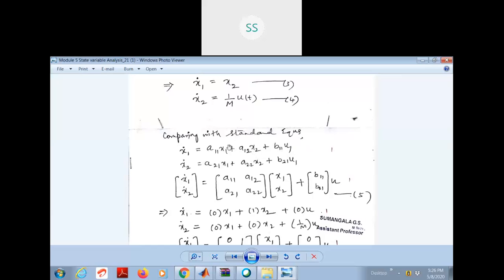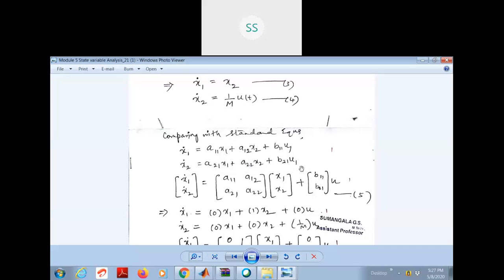Two state variables in this problem, therefore we limit our equations to only two terms, plus b11 into u1. Why only u1? Because only one input f of t is there, that's why its coefficient is b11 into u1. Similarly, we have to write the second equation also, because we have two state variables. So x2 dot equal to, with 2 as the subscript, a21 x1 plus a22 x2 plus b21 u1.